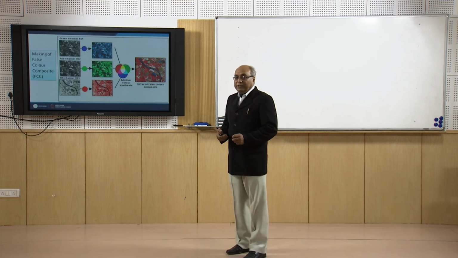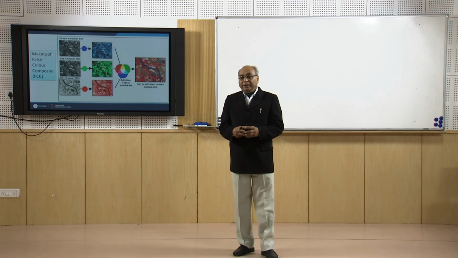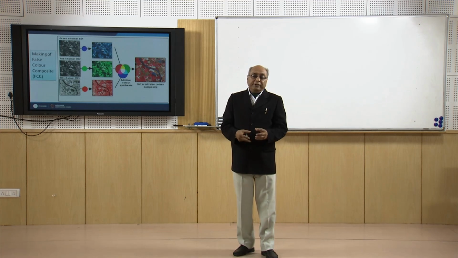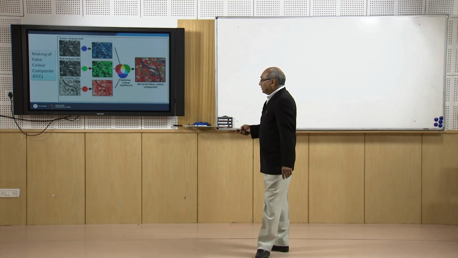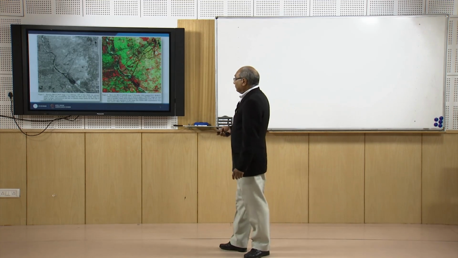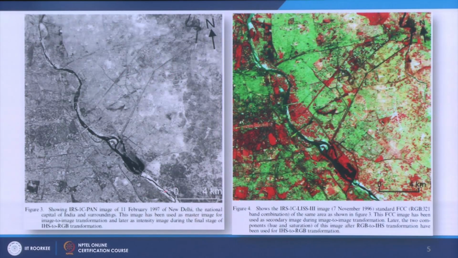The main purpose here is to put bands in such a color combination that different objects can be discriminated very easily. That is the main purpose. That is why such schemes have been developed. One example of the Delhi area is shown here, and what we are seeing is an image of the Delhi area, a panchromatic image from our own Indian remote sensing satellite, which was acquired in 1997.